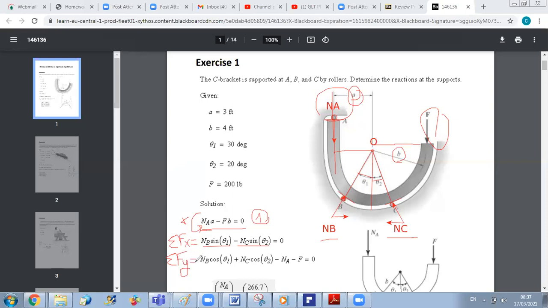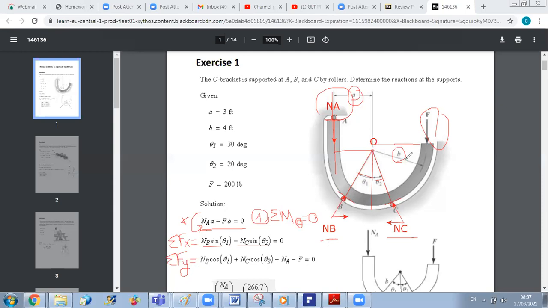Excuse me, doctor. Yes, this first line under solution. What's that relation? It is sum of moment about O. Okay, sum of moment about O equals 0. Okay, and we selected O because NB and NC are passing by O. Okay. Yes, thank you.